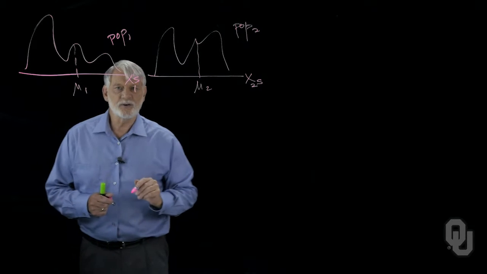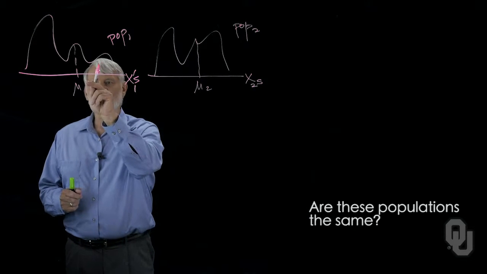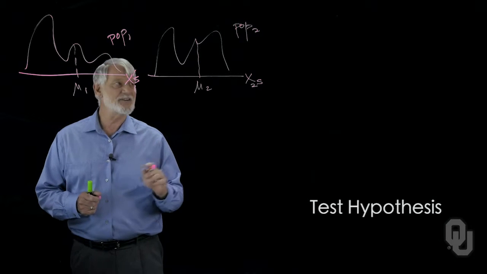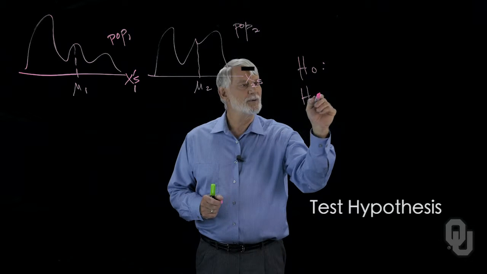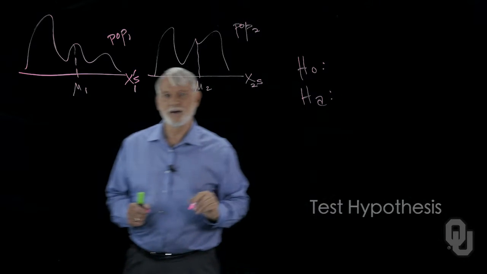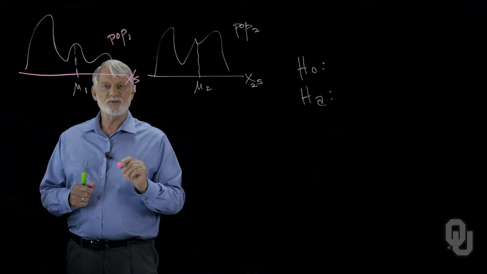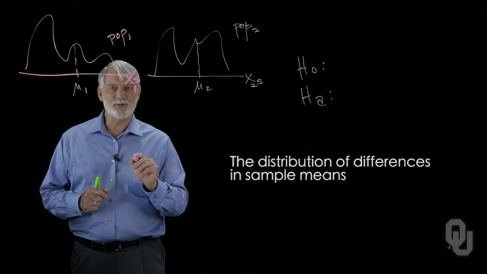Now what we're going to do is ask, are these populations the same? Is mu1 equal to mu2? That's our test hypothesis. So I can write that over here. But I'm going to write it in a particular way. The sampling distribution will become not the distribution of sample means, but the distribution of differences in sample means.